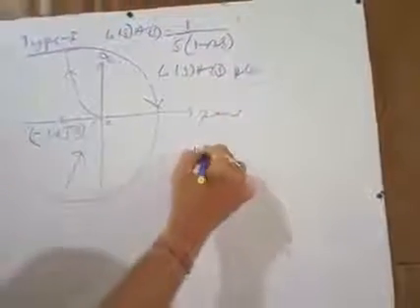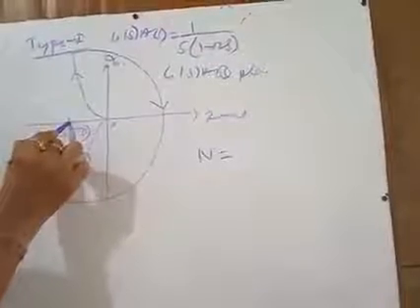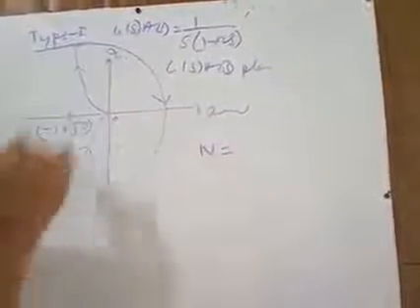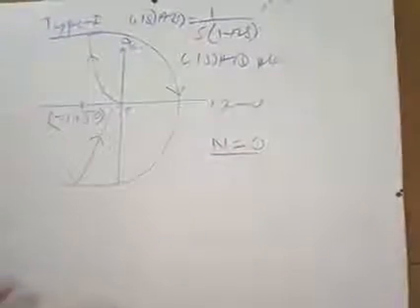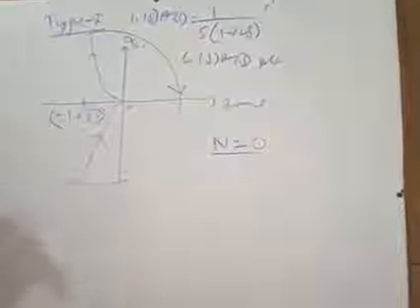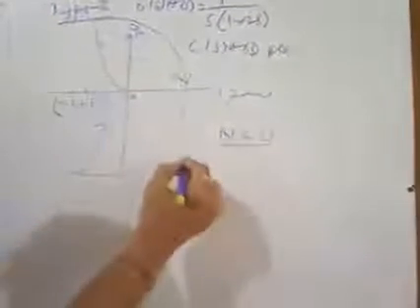So N means encirclement. There is no encirclement of this point minus 1 plus j0 by the closed contour or closed path. So N is equal to 0. Whether it is clockwise or anti-clockwise does not matter if the value of N is equal to 0, whether it is plus sign or minus sign, right? So N is equal to 0. Next is to find out P.